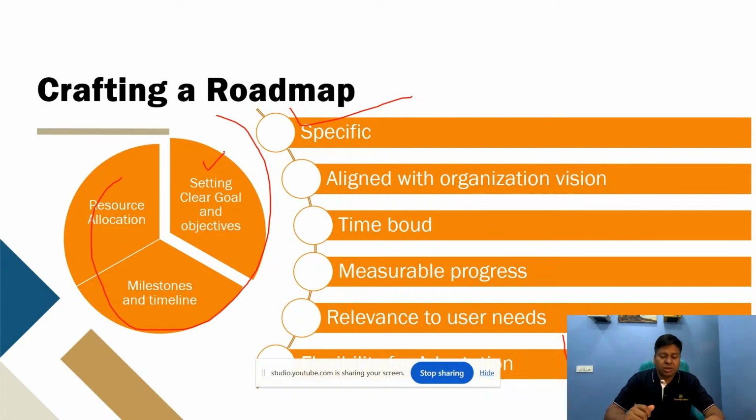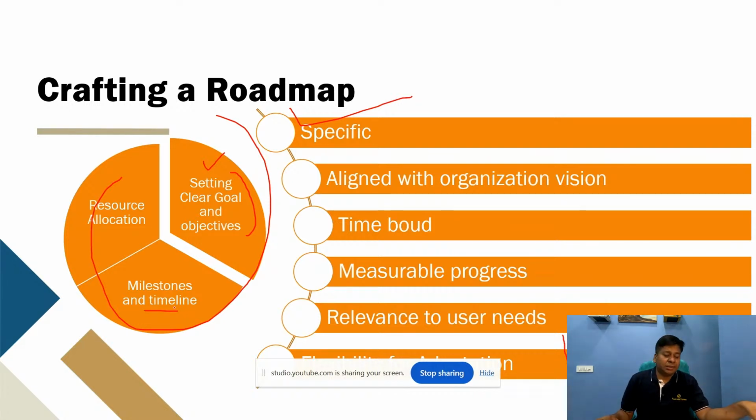Next is resource allocation. Put your resources wisely. When you need which kind of resources, what will be the utilization of the resources, and milestone and timeline. When you break these goals and resource utilization into a timeline, determine what the milestones will be for you and determine what the timeline is. So these three things are the foundation of the roadmap: resource allocation, setting clear goals and objectives, and milestones and timeline.